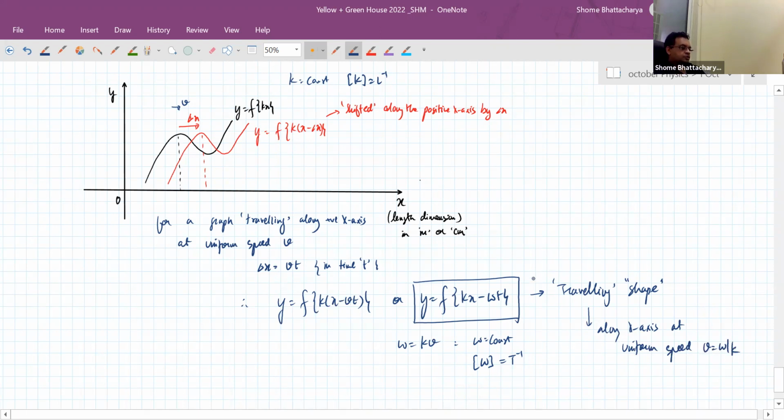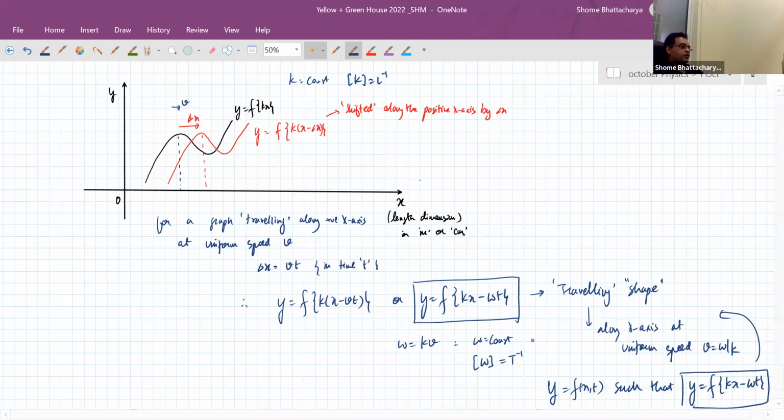So we will see that we use equations of this form, where y is a function of x and t such that it is a function whose argument is of the type kx minus omega t. When it represents this, it represents a traveling shape along the x-axis, traveling at a uniform speed of omega by k.